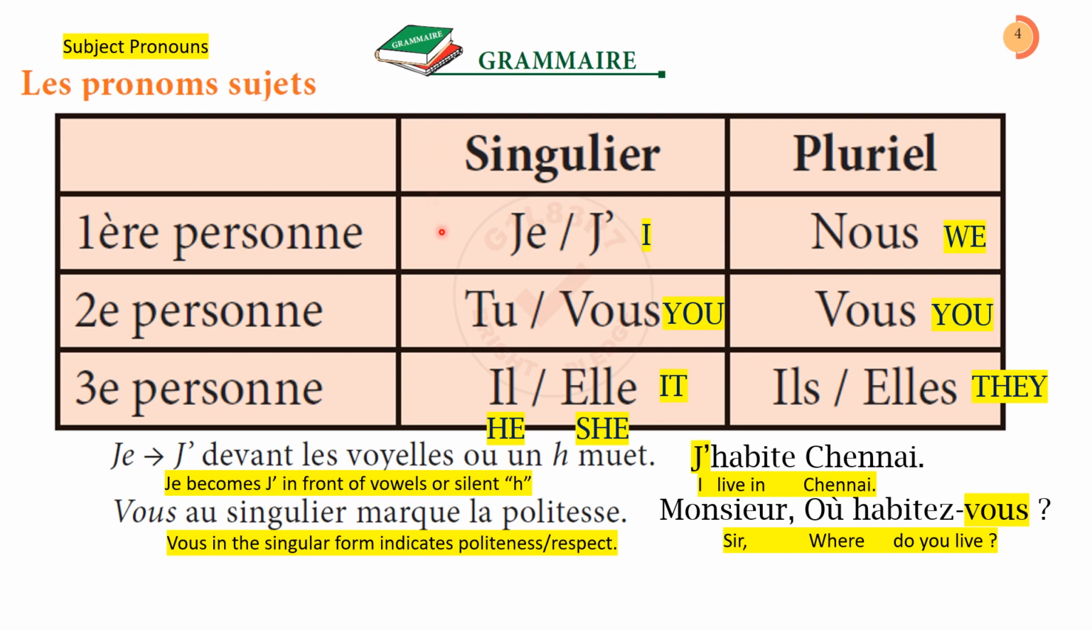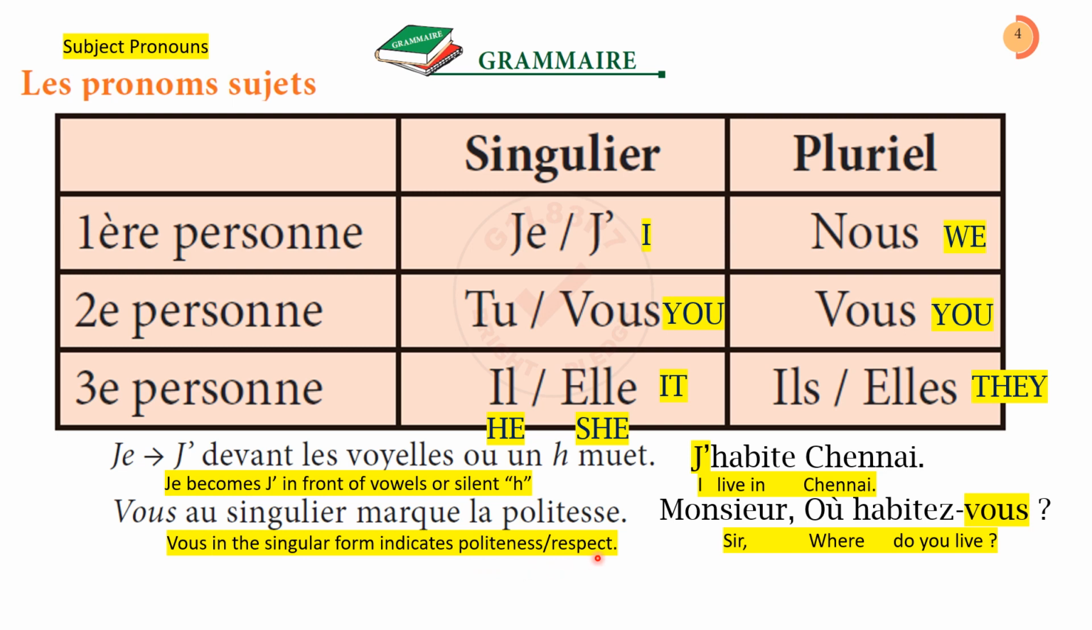So let's look at the subject pronouns. In the first person singular, you have je or j'. When do I use j'? In front of a vowel or a silent H. And then you have tu and vous in the second person singular. When do I use tu? If you know someone who's very close to you, at that time you can use tu. And when you don't know a particular person, you can use vous. Another scenario is when you want to show some respect to someone who is senior, at that time you can use vous.